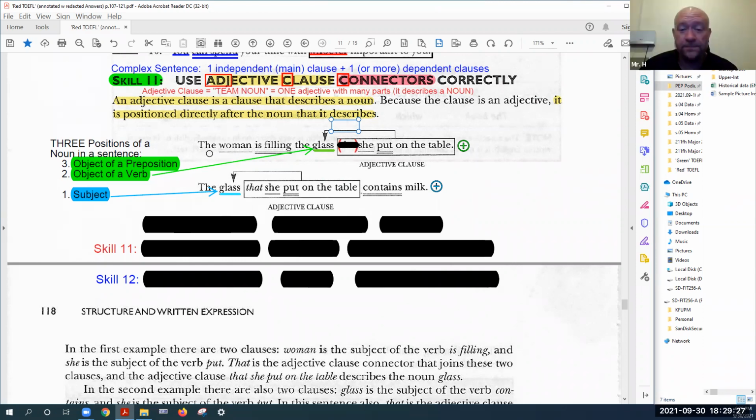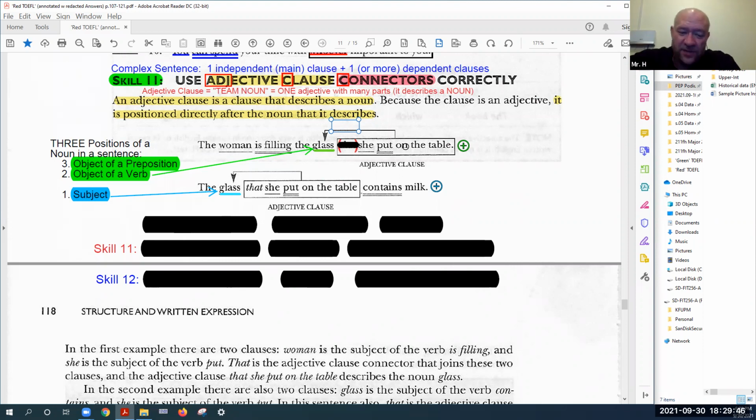The woman is filling the glass. She put on the table. It means the same thing. The woman is filling the glass that she put on the table. The woman is filling the glass she put on the table.